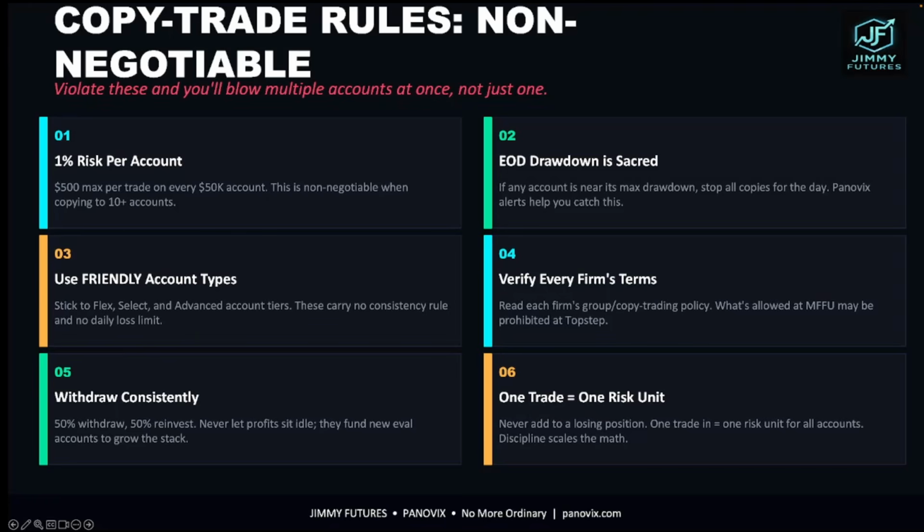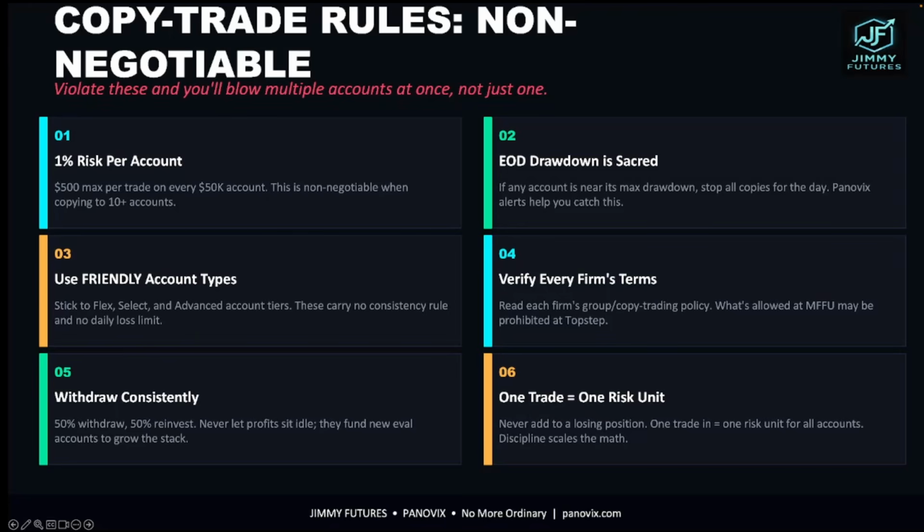2, end of day drawdown is sacred. If any account is near its max drawdown, stop all copies for the day. Panavix alerts will help you catch this, but set a daily loss limit. It's very important. If you lose $1,000 in a day on a 50K account, you need to call it a day. Be done. Walk away, step away. Come back fresh the next day and try again.